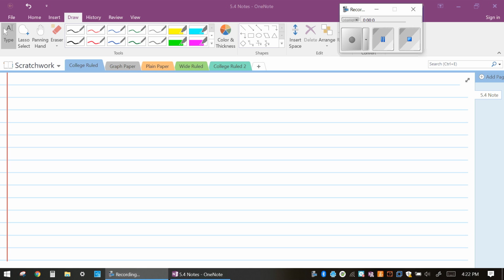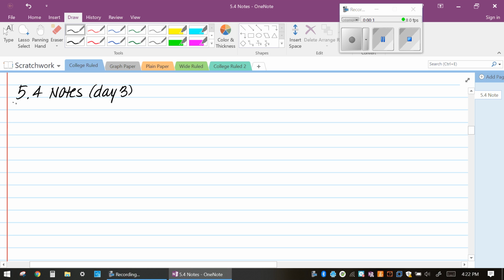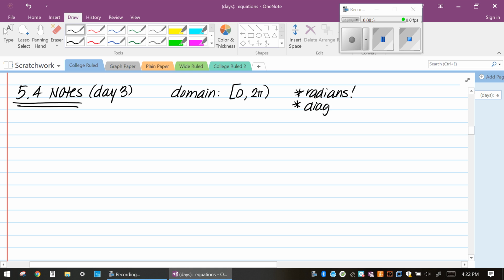Okay guys, this is the second half of the 5.4 notes, day 3. So we're continuing on with the same directions as I had in video 1, where you need to solve each equation over the domain of 0 to 2 pi, 0 included, 2 pi not included, and make sure that you're giving your answer in radians and that you are providing a diagram.